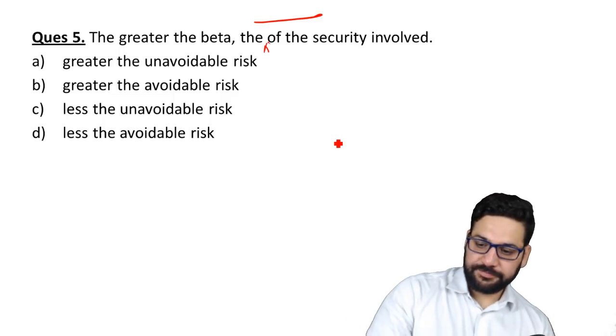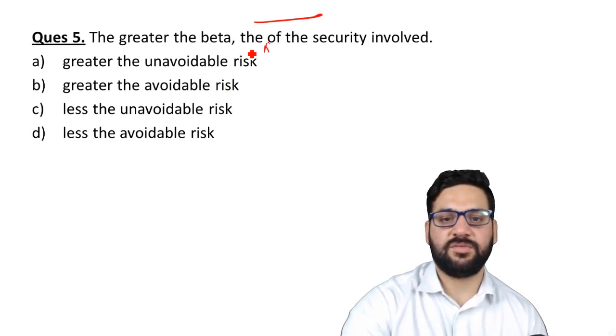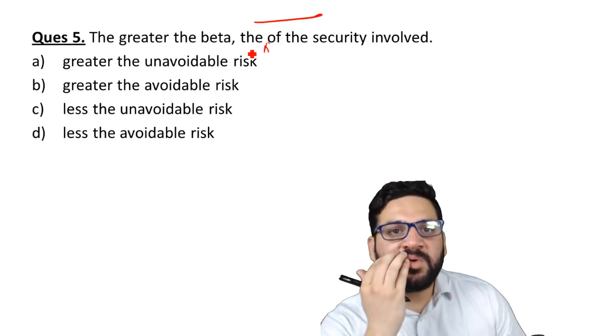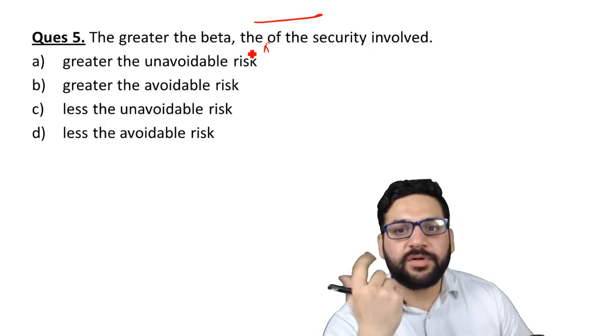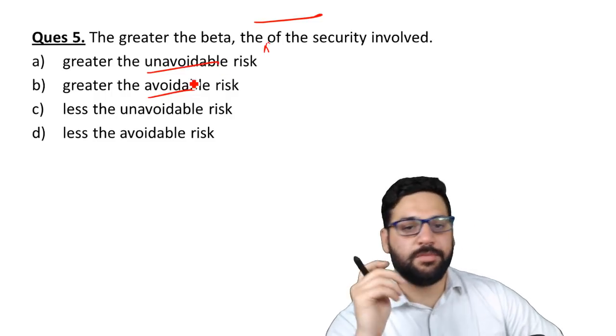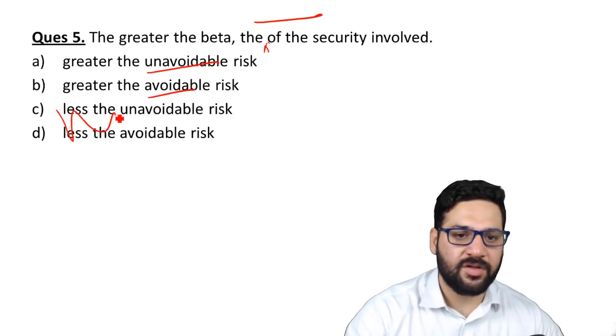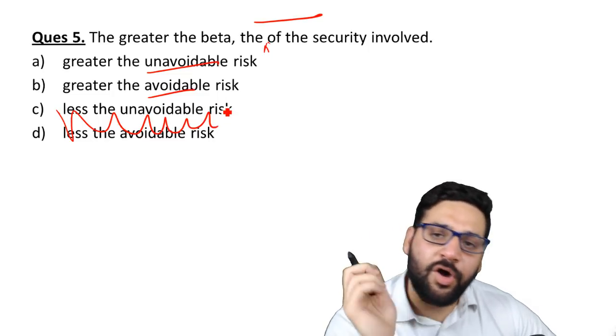See, students, the greater the beta. Let me just answer this one first. The greater the beta is, obviously the risk will be more, right? But what kind of risk is it going to be? Avoidable or unavoidable? Obviously, less risk is not the answer. Is it going to be avoidable or unavoidable?